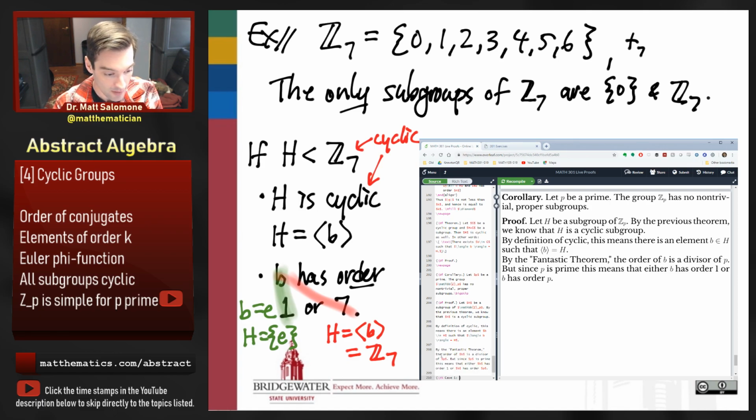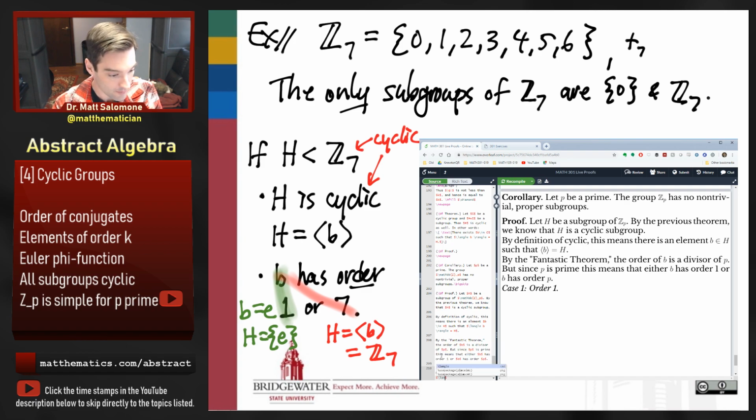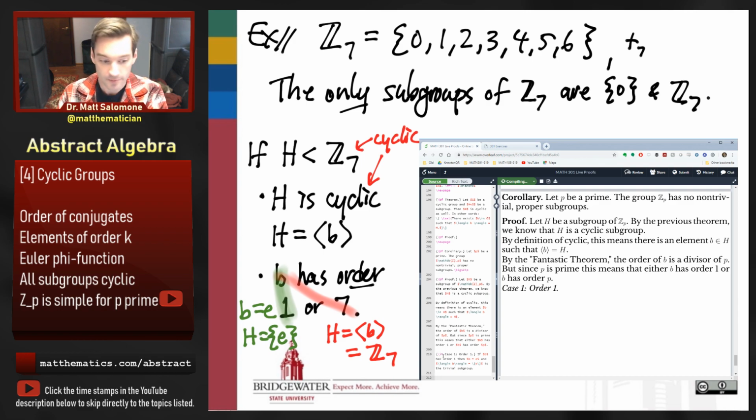Case 1, order 1. If B has order 1, then B is equal to the identity, and the cyclic subgroup generated by B is just the trivial subgroup. And so that must mean that H is the trivial subgroup, right? If B has order 1, then B is the identity element, and therefore H, which is the cyclic subgroup generated by B, must be the trivial subgroup.